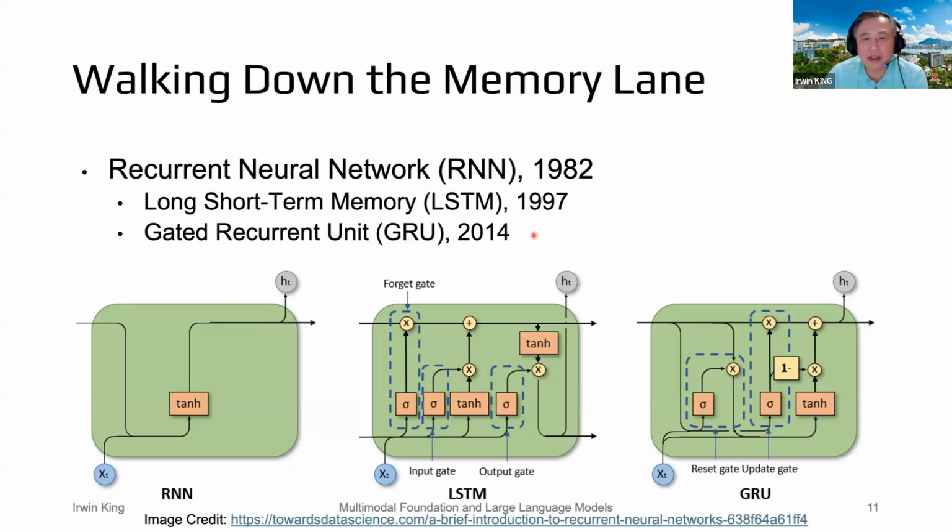The gated recurrent network, GRU, made the LSTM more accessible by simplifying the circuitry, and it is still doing more or less the same thing.